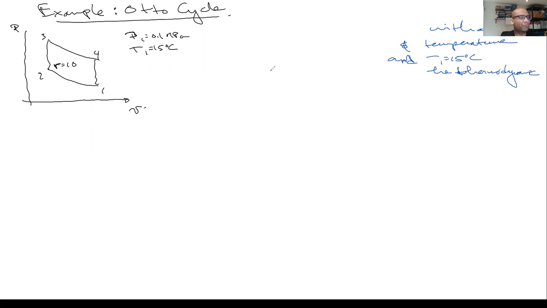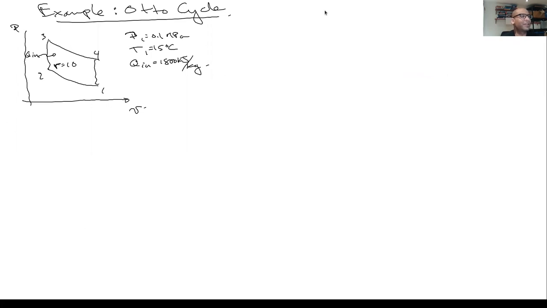I forgot to actually write this in the description, but we're going to assume that the amount of heat that is liberated by the chemical energy is 1800 kilojoules per kilogram. So it's Q in. Every time 1 kilogram of air and fuel mixture burns, this liberates 1800 kilojoules per kilogram. Like that. And that's pretty much it. This is all we need. Okay, so I can finish erasing this. This big block of text is all encompassed into this picture there.